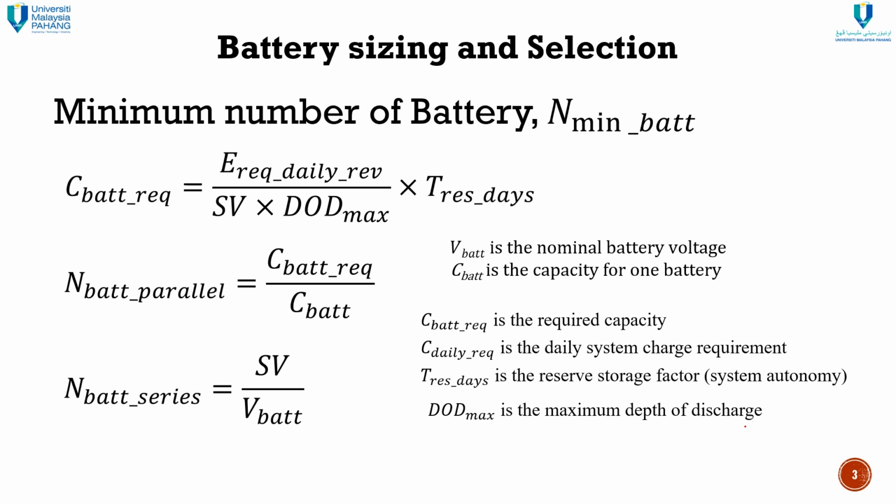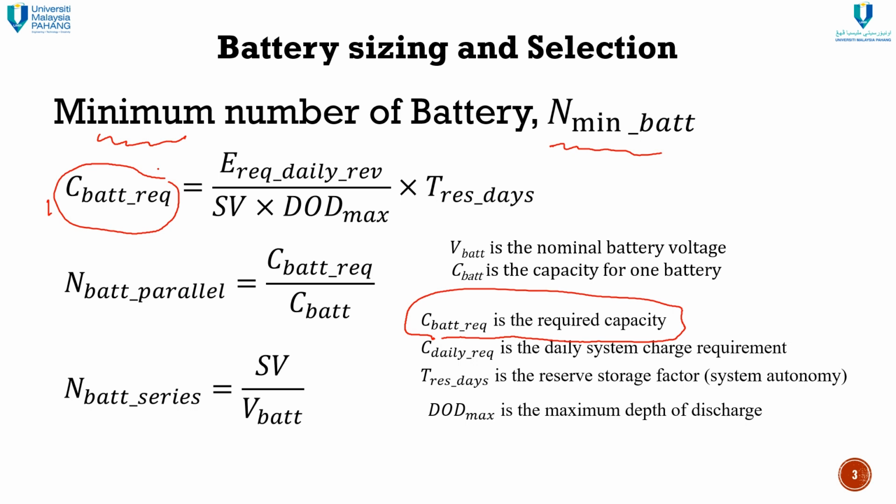Okay. So minimum number of battery, admin battery. When we say minimum, of course the final answer will be rounded up, logically. So this is the admin battery. The minimum number of battery is what we call the battery requirement, the required capacity. The thing that we are going to calculate is the required capacity.